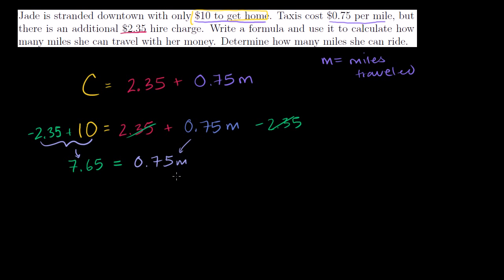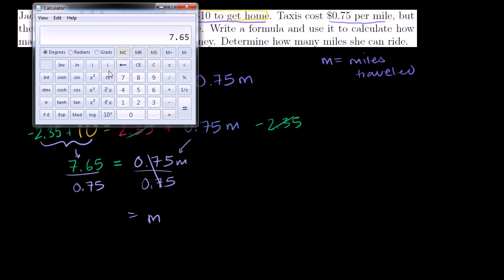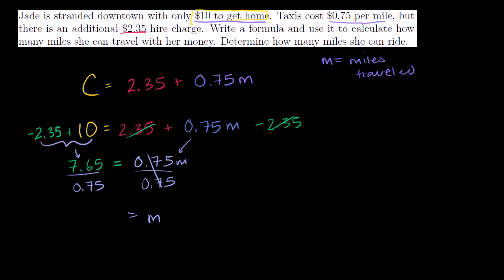Now to solve for m, I can just divide both sides by 0.75. If I divide that side by 0.75, I have to do it to the left-hand side as well. That cancels out. So on the right-hand side, I'm left with just an m. And on the left-hand side, I'll have to get my calculator out for this one. I have 7.65 divided by 0.75, which is equal to 10.2. So m is 10.2. So Jade can travel 10.2 miles.